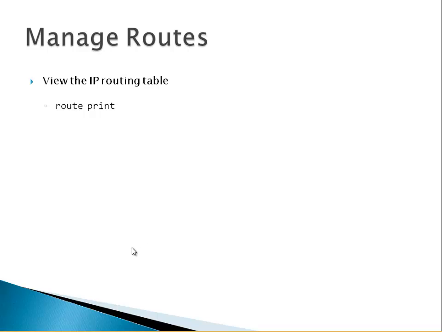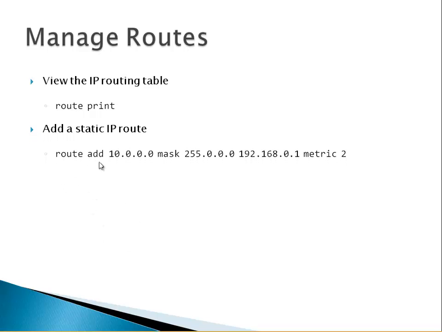On Windows 7, for example, or Windows 8, if you want to see the routing table on that client machine, you just type route print. To add a static route, this is the command: route add, then the destination network and the subnet mask, and then the gateway, where it is going to send. You can add the metric as well.